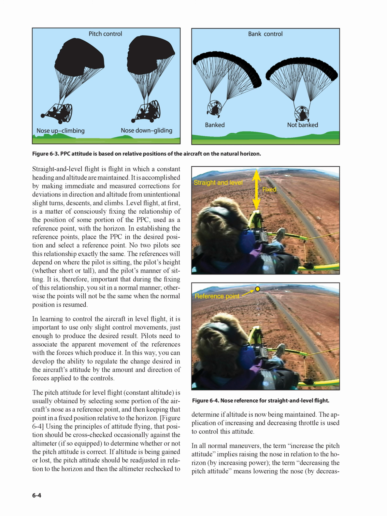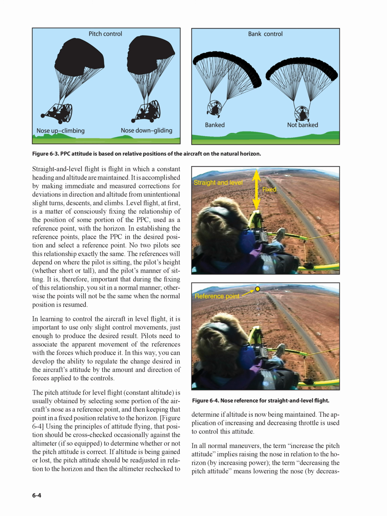Pilots need to associate the apparent movement of the references with the forces which produce it. In this way, you can develop the ability to regulate the change desired in the aircraft's attitude by the amount and direction of forces applied to the controls. The pitch attitude for level flight, constant altitude, is usually obtained by selecting some portion of the aircraft's nose as a reference point, and then keeping that point in a fixed position relative to the horizon.